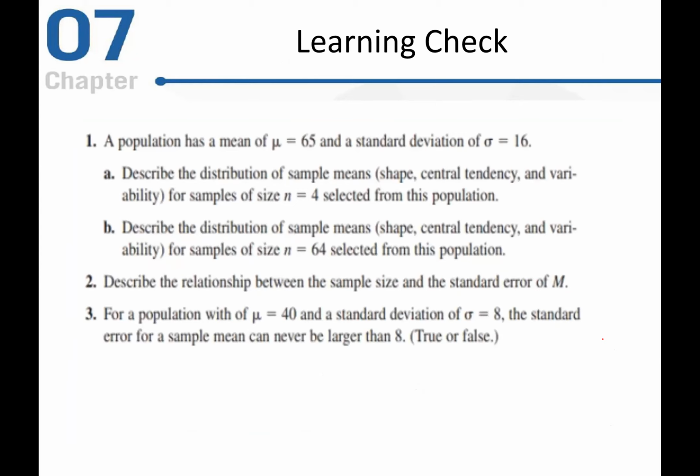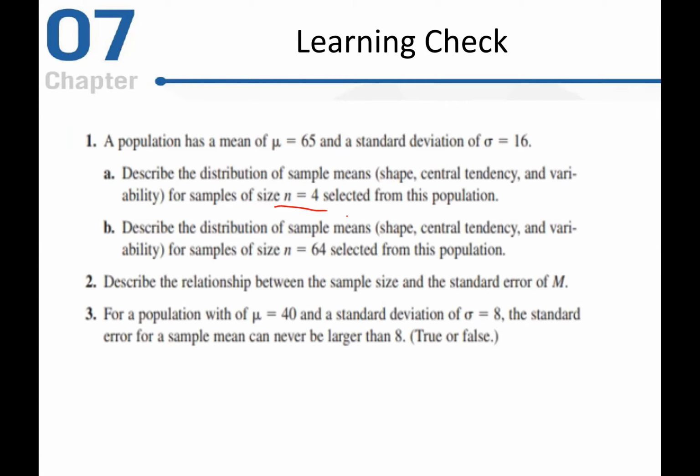So let's do a learning check. A population has a mean of 65 and a standard deviation of 16. We're going to describe the distribution of sample means by their shape, central tendency, and variability for a sample size of 4 selected from this population.